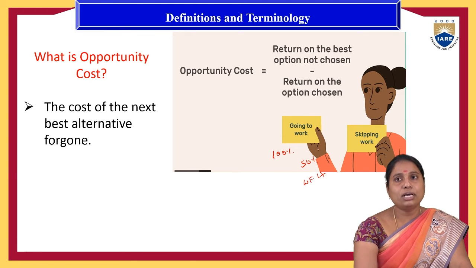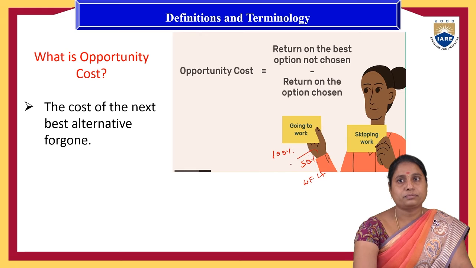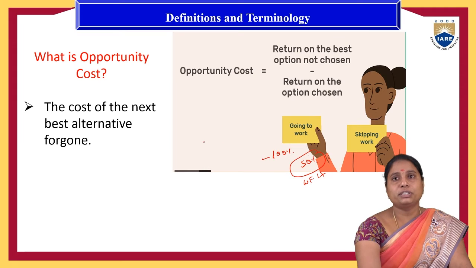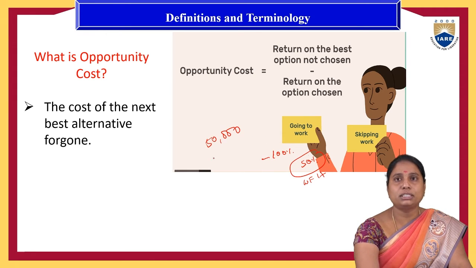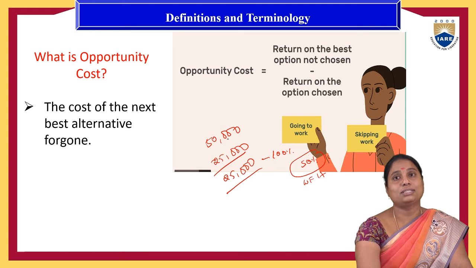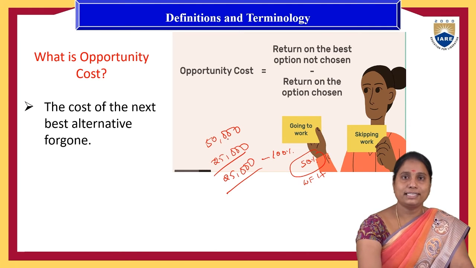Let us say you have chosen this one, that is work from home, and you have left this one. The return on this option is 50,000 and the return on the other option is 25,000, which means you are losing the opportunity of 25,000. So that is the opportunity cost.